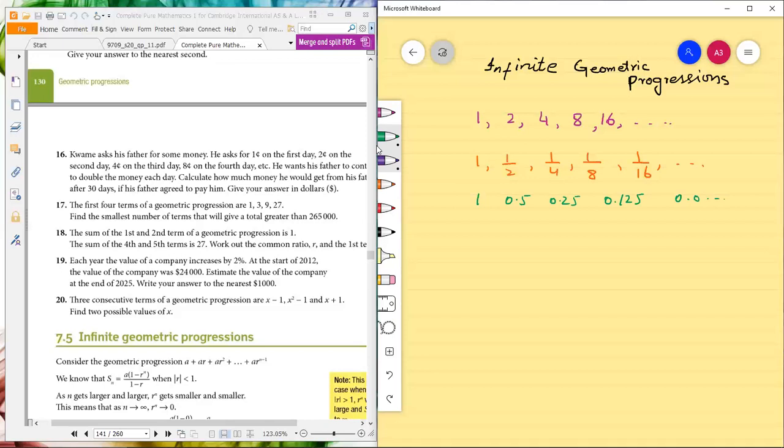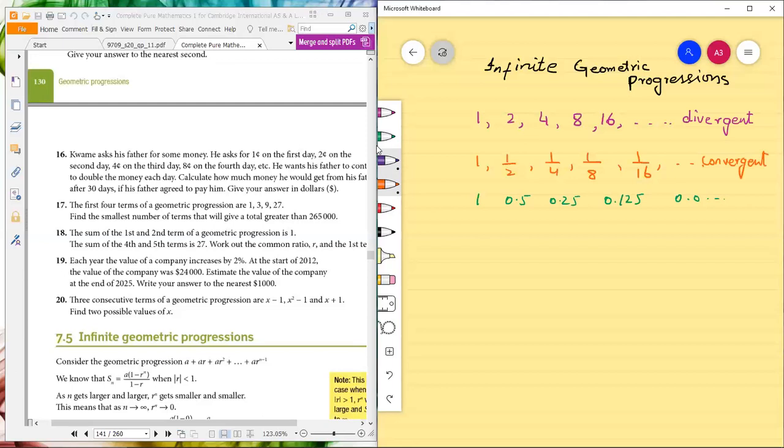Now this sequence is called a divergent sequence because it diverges, increasing either in the positive direction or in the negative direction. This one is called a convergent sequence. It is converging. Let me write down convergent sequence.